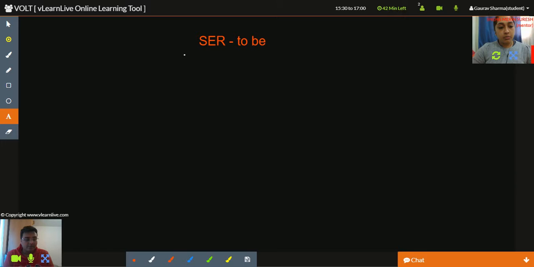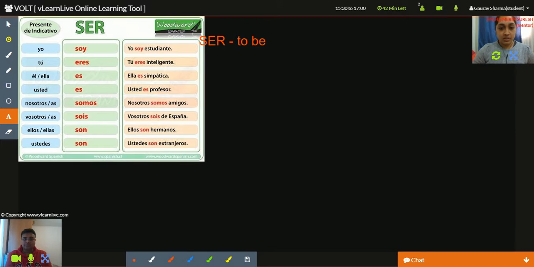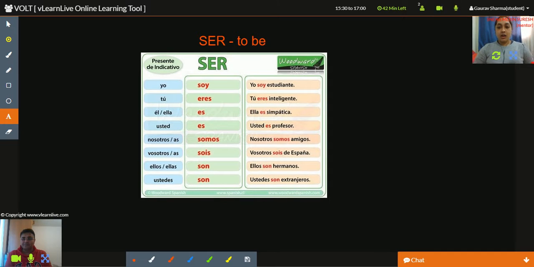So I'm going to use this particular tool that we have and upload an image. It makes it easier because then I don't have to write down like on a traditional blackboard. This makes my life very easy. Okay, so now you can see we have the image with the conjugations of the verb ser, which means again to be.